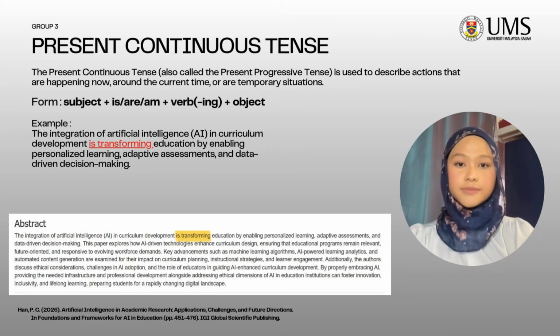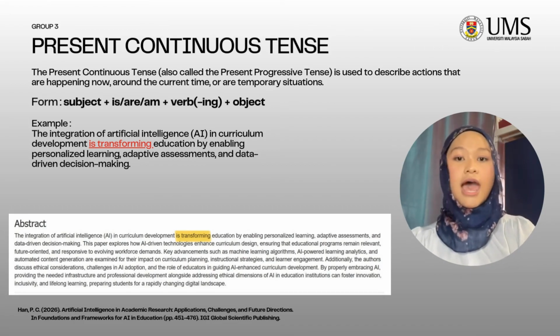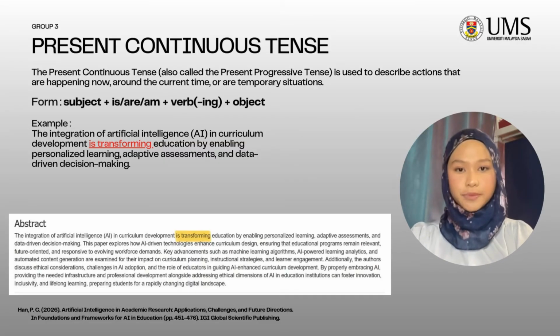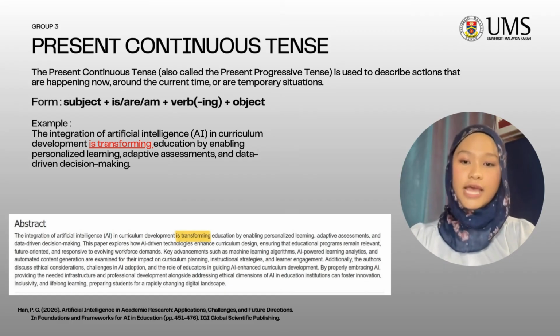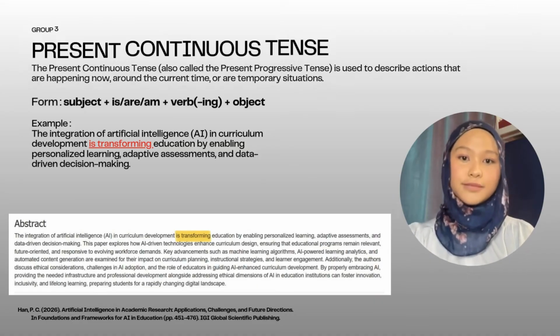For example, the integration of artificial intelligence in curriculum development is transforming education by enabling personalized learning, adaptive assessment, and data-driven decision-making. As you can see in the text, the phrase "is transforming" is the present continuous tense because it shows an action that is happening at the moment and is still ongoing.